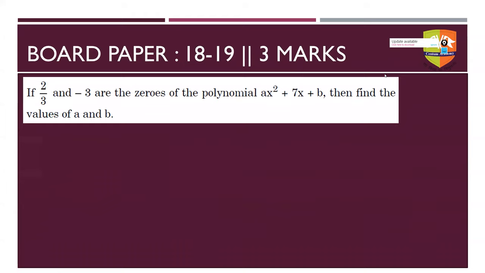Do this. If 2 by 3 and minus 3 are the zeros of the polynomial, then find the values of a and b. This should be very, very easy. Three marks. So again, equating the coefficient root, you can adopt.